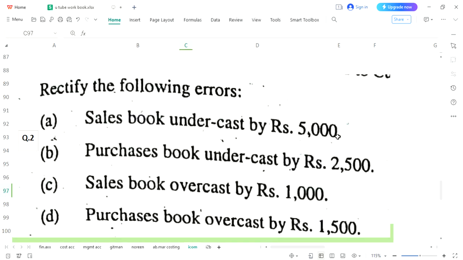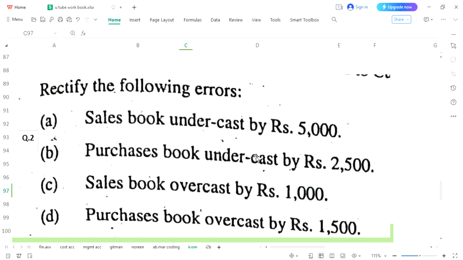Now B entry, purchase book undercast. Purchase is an expense. When you are buying goods, it means you will have to pay. It's an expense. Second thing, goods are coming in. Goods are your asset. Asset should be debited. So in the same way, purchase original side is debit. Please note it down. Purchase original side is debit.